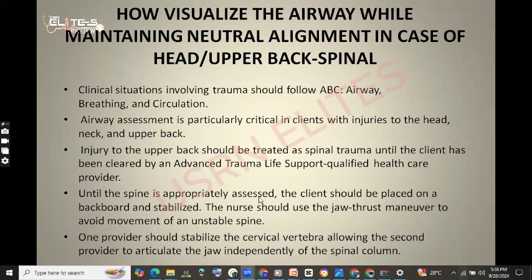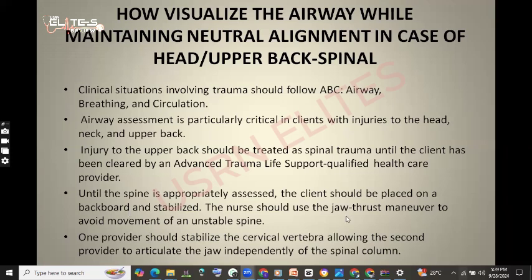Until the spine is appropriately assessed, the client should be placed on a backboard and stabilized. Backboard, sometimes you see something like a hard surface. Backboard, of course, has a hard surface. So sometimes you might get a situation where they will tell you to put the patient on a flat hard surface, straight and stabilized. It is the same as a backboard. I mean, a hard surface to stabilize the patient. So that's what we mean over here.